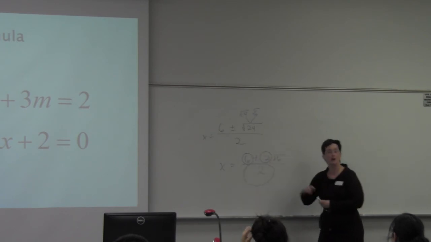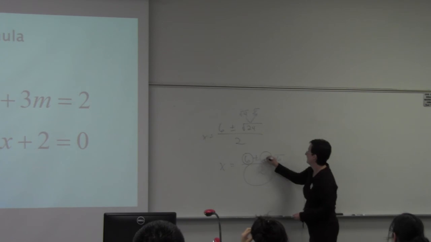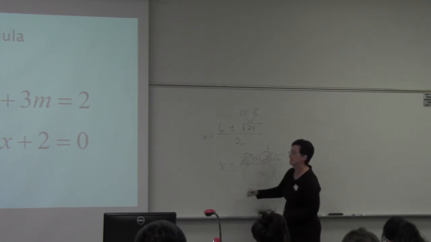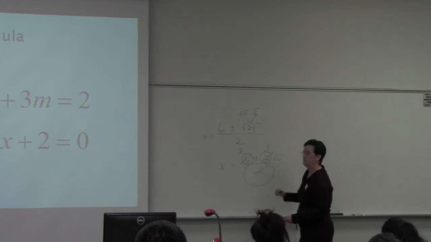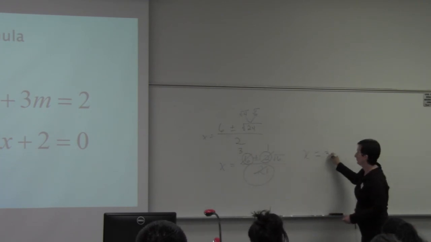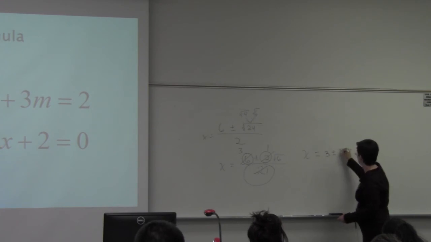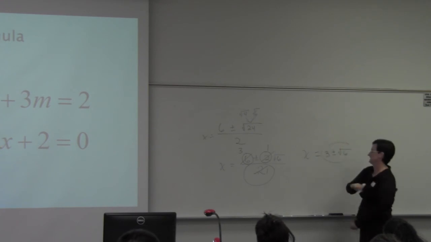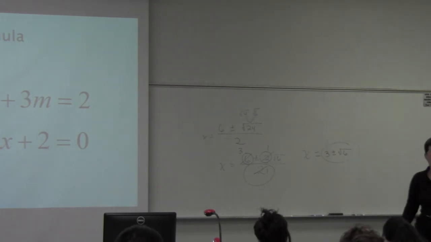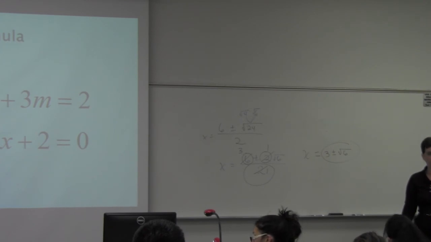So what is our common factor? 2. So 2 divided by 2, 6 divided by 2, 2 divided by 2. So we have x equals 3 plus or minus the square root of 6. And that is your final answer. And no, you don't have to write the ones. If you wrote the ones for me, it would be fine.